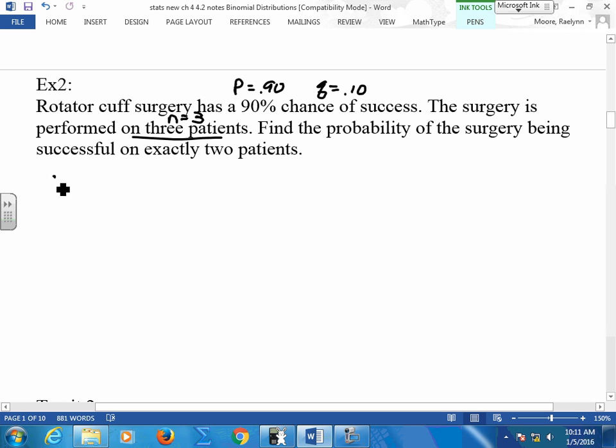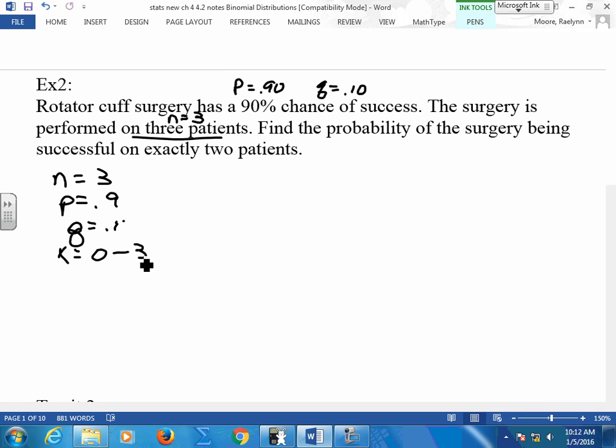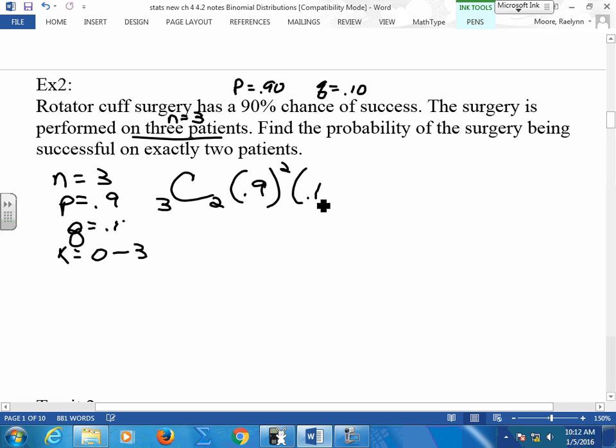So again, lay out your parts. X could be from 0 successes to 3 successes. Now you only want the 2. So if you use Bernoulli's, you say, I do this 3 times. I want 2 successes. Measure your success first. I want 2 of these. Therefore, you want 3 minus 2, 1 left over.